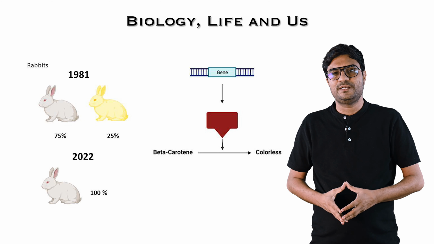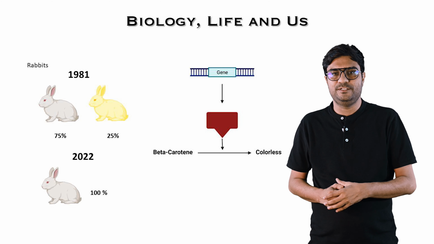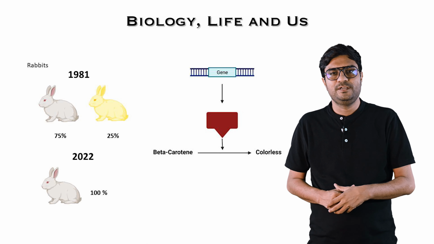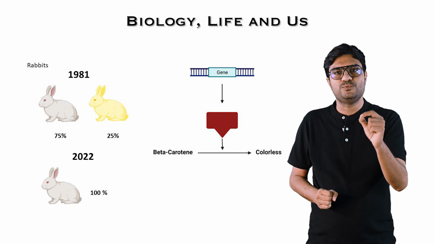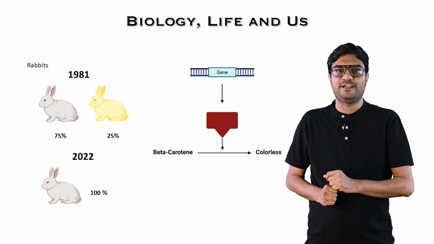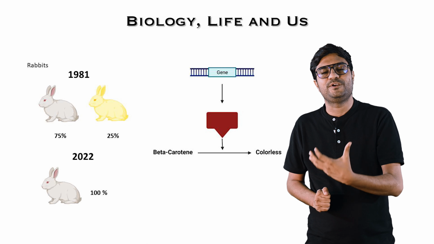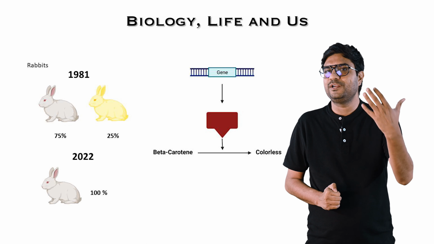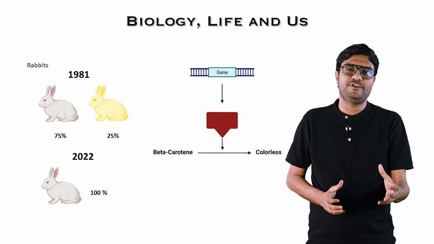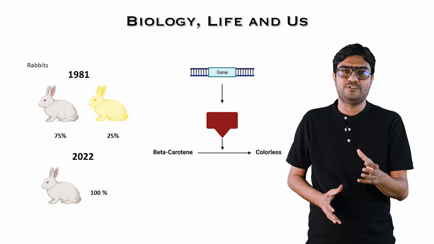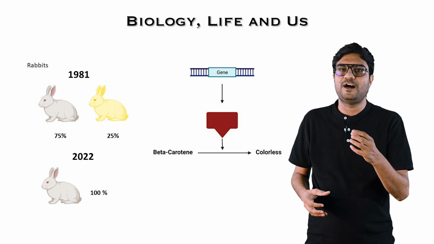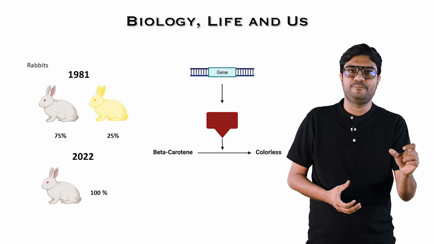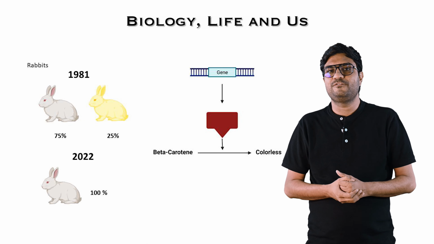In both the experiments, rabbits are having the same gene in the same ratio, but the environment is changed. Carrots to biscuits. So, we are getting a different type of phenotype, a different phenotypic ratio in 1981 and a different phenotypic ratio in 2022. This is the best and perfect example to understand how the environment influences genotype to give different kinds of phenotypes.